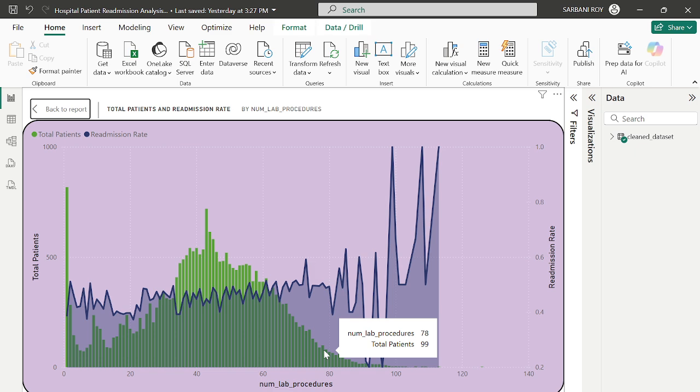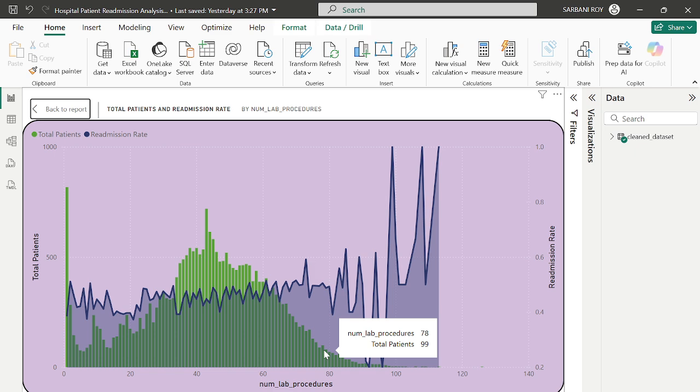The clinical interpretation here is that this chart suggests a moderate number of lab tests is common and does not predict readmission. Very high lab test counts over 90 to 100 are strongly associated with high severity and risk. These patients need closer follow-ups after discharge. Lab counts can serve as a proxy for disease complexity.